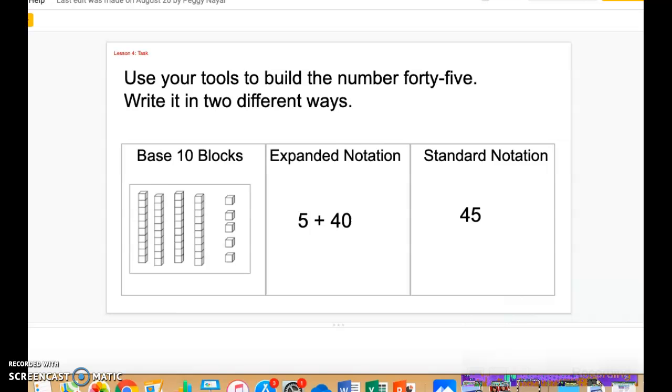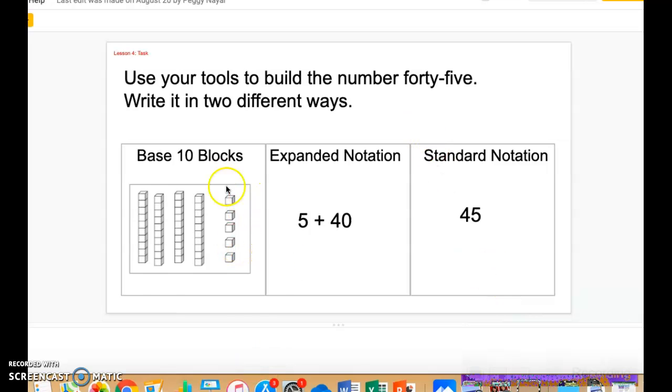Okay, you are going to use your tools to build the number 45. And then we're going to write it in two different ways. So if you look here at the slide, we are going to use base 10 blocks. We're going to use expanded notation, which we learned about yesterday, and we're going to use standard notation. So we're going to build the number 45 first.